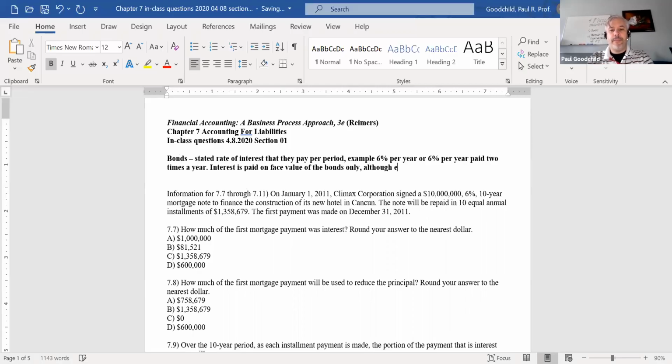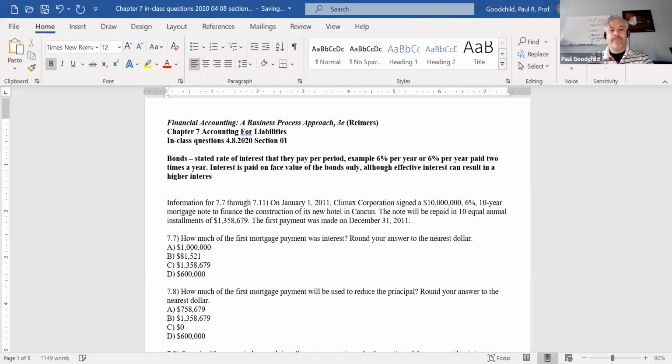although effective interest can result in a higher interest rate being paid to the buyer. Actually, can be higher or lower.